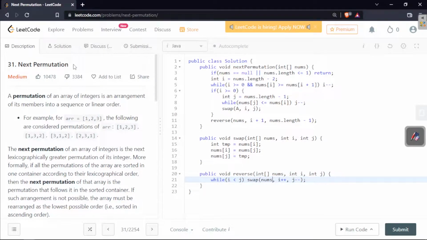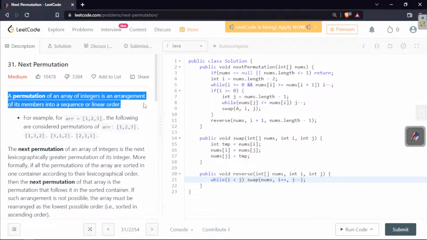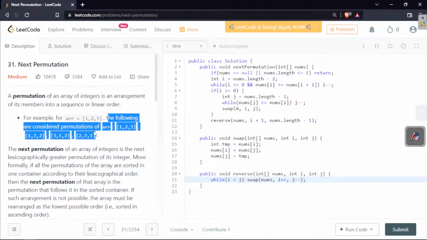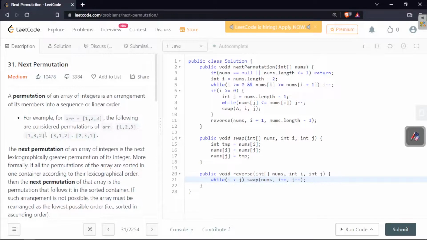In this video, we're going to be solving this LeetCode problem, next permutation. So let's see what the problem given to us is. It says a permutation of an array of integers is an arrangement of its members into a sequence or linear order. For example, for the array 1, 2, 3, the following are considered permutations: 1, 3, 2, 3, 1, 2 and 2, 3, 1.